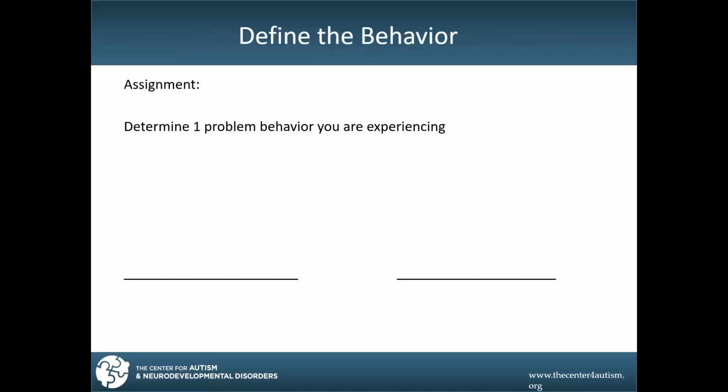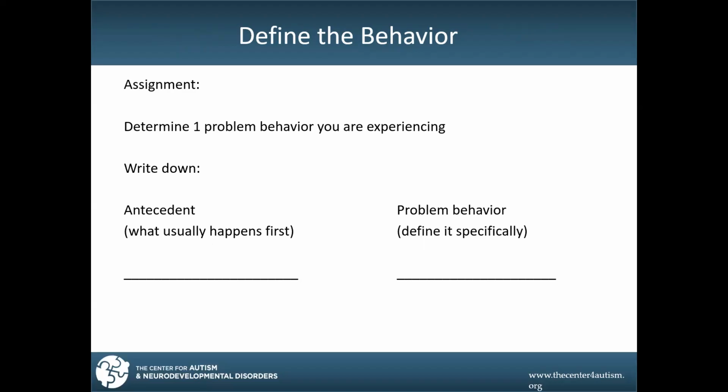Now, I want you to think back to the reflection you had moments ago regarding your child's problem behavior. This time, I want you to actually write down the behavior and define it as specifically as you can. And I want you to write down the typical antecedent, or what usually happens right before the behavior occurs. In other words, the thing that may trigger the behavior. I will once again allow you a few moments to complete this exercise before proceeding.